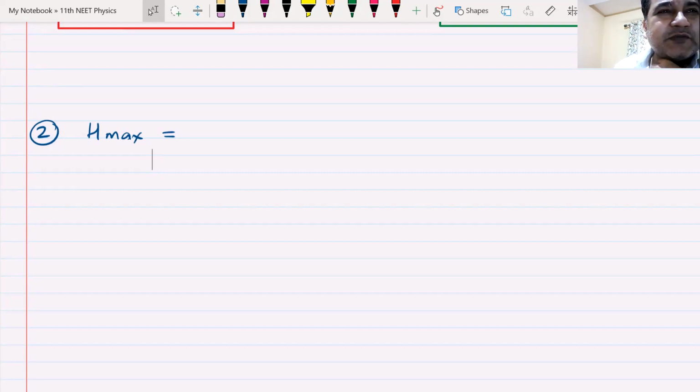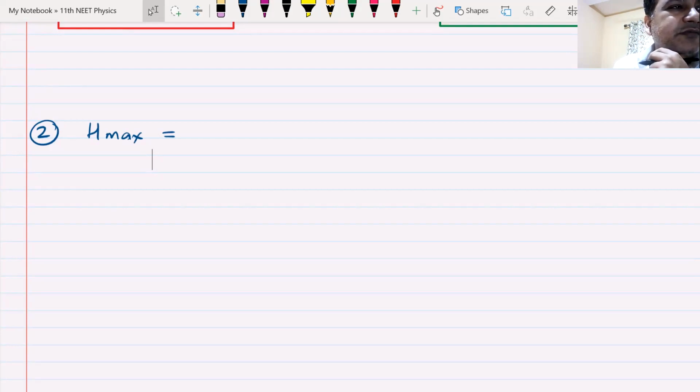Niharika has written something else, very difficult for me to understand it. But I think she has written u square sine square theta something, right? Anyone else would like to add to u square sine square theta? I think that is correct. The numerator is correct. Can anyone tell me how much is the denominator? By 2g. Yes, u square sine square theta by 2g. I think that is the answer.